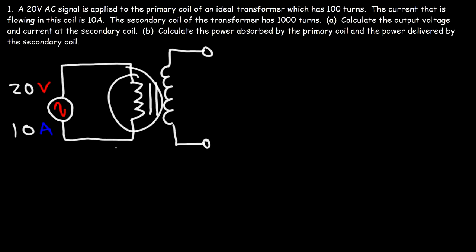So the primary side is on the left side. So here we have 100 turns. The current that is flowing in this coil is 10 amps. The secondary coil of the transformer has 1000 turns, and so that's on the right side. Calculate the output voltage and current at the secondary coil.